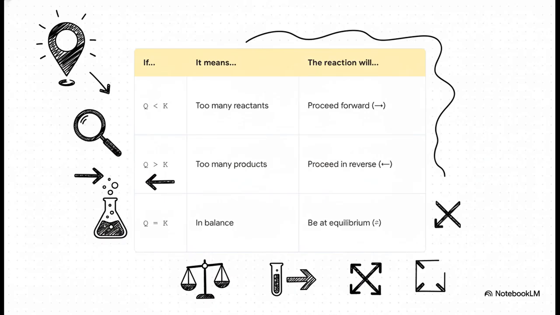If your current spot, Q, is a smaller number than your destination, K, it just means you don't have enough products yet. The GPS tells you, proceed forward. If Q is bigger than K, you've overshot the mark and you have too many products. Your GPS says, proceed in reverse. And if Q equals K, well, you've arrived. You are at your destination, equilibrium.